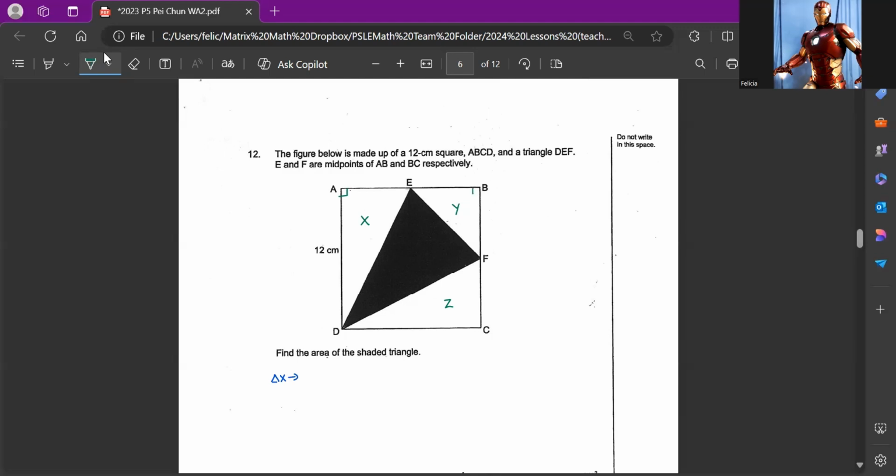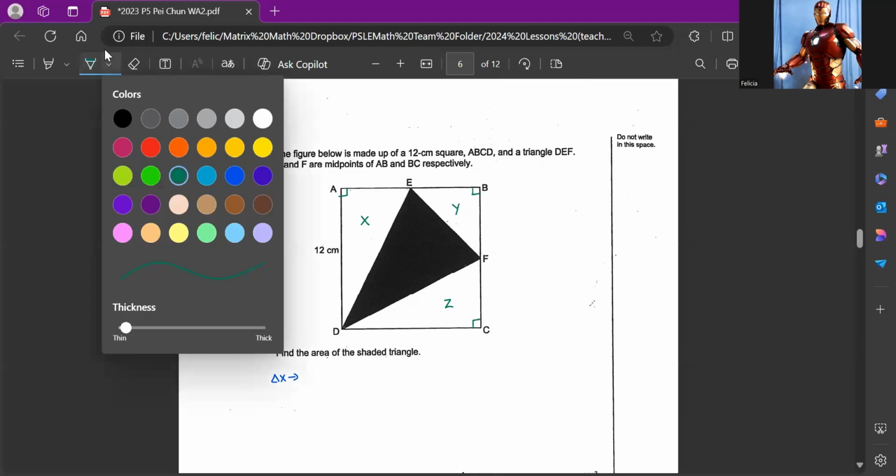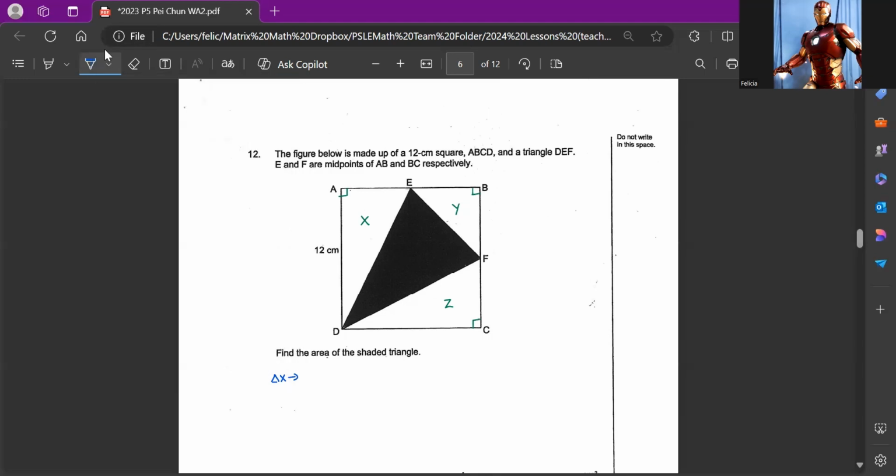This is a right angle, this is a right angle, this is a right angle. When you have right angles in triangles, identifying base and height is very easy. Unlike the shaded part here, with no right angle, where it's even more difficult to work out the base and height. So let's start with triangle X. The base, you can treat AD as the base, 12. The height, following this right angle, will be AE. So you need to find out what AE is first.